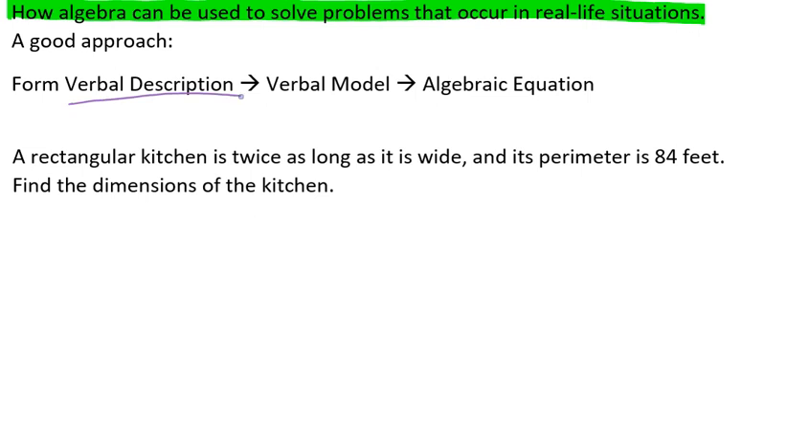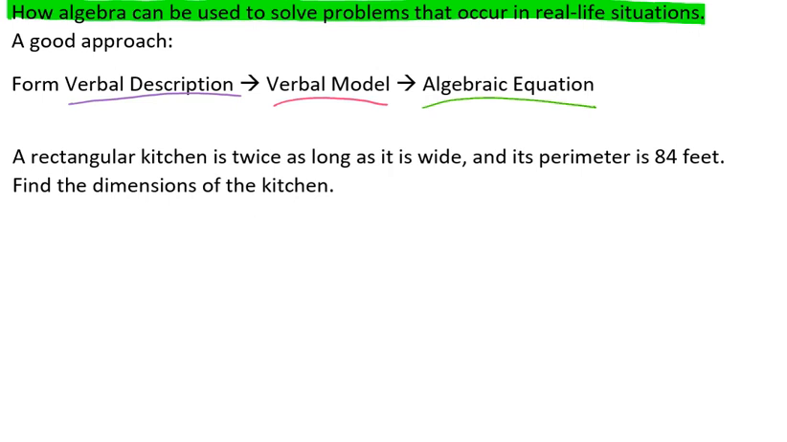So we're forming this verbal description, right? And we make this verbal model. And then from that, we have an algebraic equation. So we're going to try and practice this with some examples. So here in our example, we have a rectangular kitchen is twice as long as it is wide, and its perimeter is 84 feet. Find the dimensions of the kitchen.